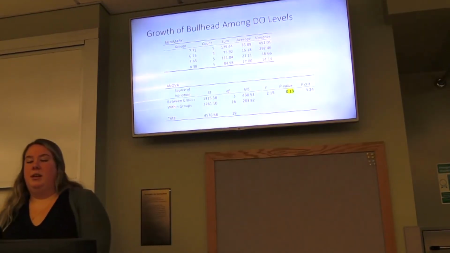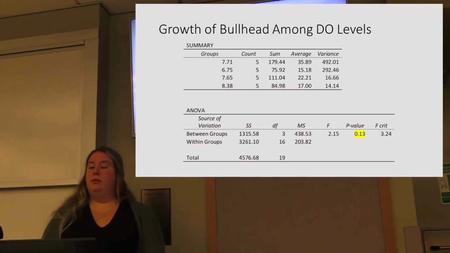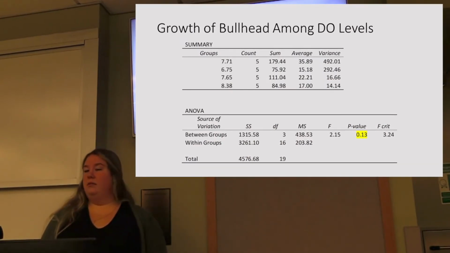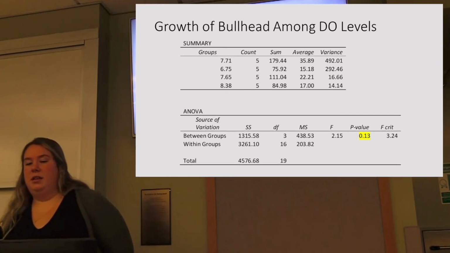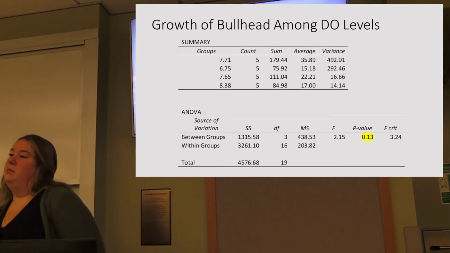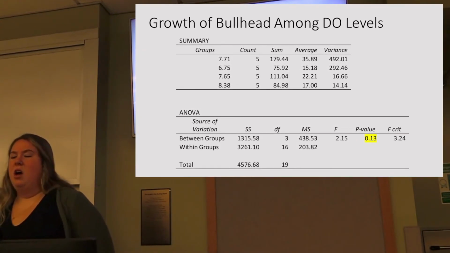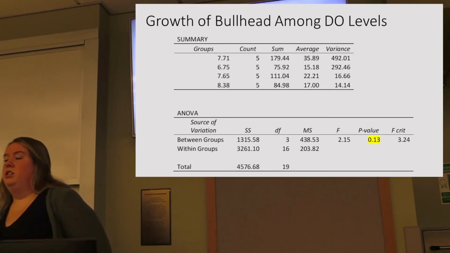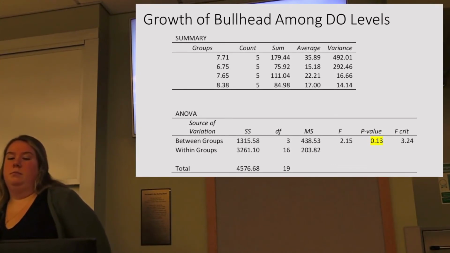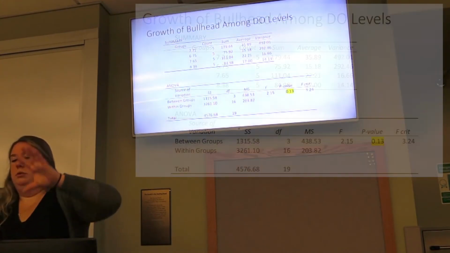This is the last test that I did. I did the growth of the bullhead alone among the dissolved oxygen levels, and this did not come up significant because my p-value was 0.13, which I was surprised by because their percentages were higher than the others when it came to my actual raw data sheet.